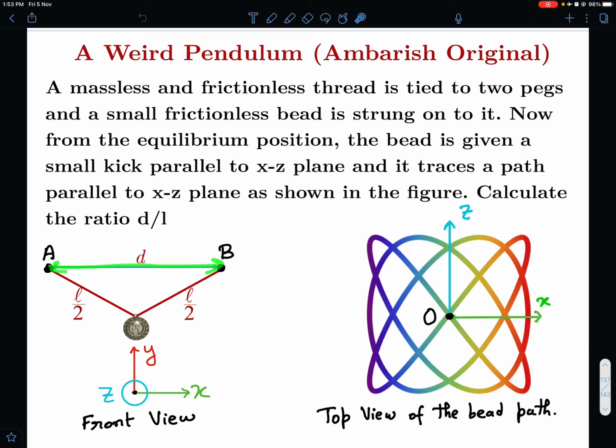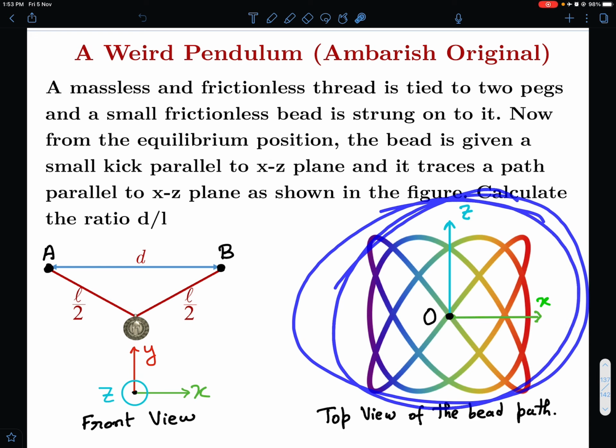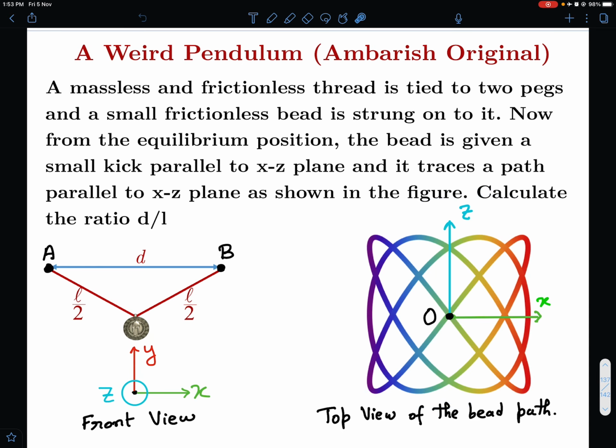For this periodic motion to be possible, there will be a certain ratio of d to l. Suppose this distance is d, and the total length of the string is l. There will be a particular ratio of d by l for which this is possible, and we have to calculate that ratio. The assumption is that the kick is very small, the bead can slide without friction, and the kick is in the xz plane. So this figure is highly exaggerated. You can imagine it to be 100 or even 1000 times exaggerated. We are interested in only very small oscillations.